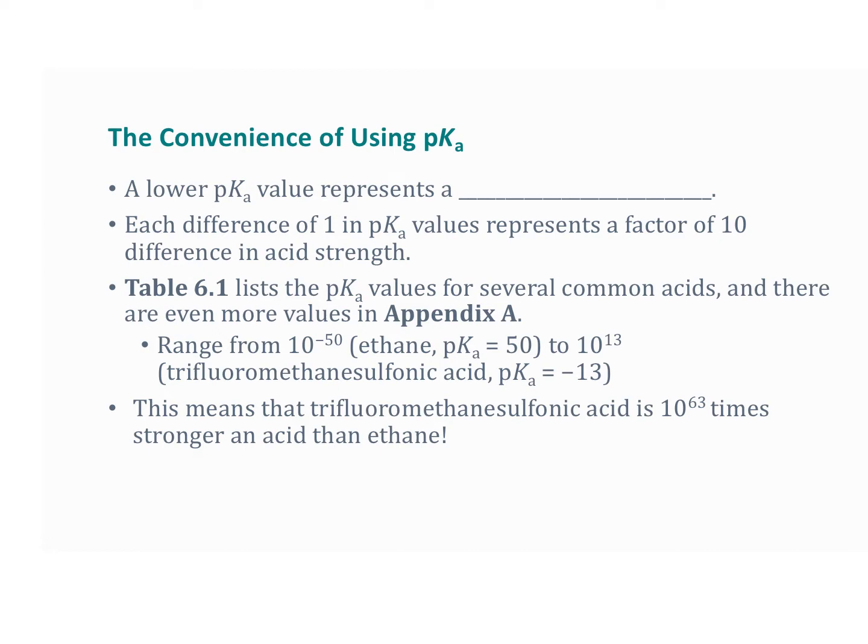A lower pKa value, which is less positive or more negative, represents a stronger acid. So strong acids have low pKa values. And then each difference of 1 in a pKa value represents a factor of 10 difference in acid strength. This is because it's a negative log value. And so because it's on a log scale, that's where we get the 1 to 10.